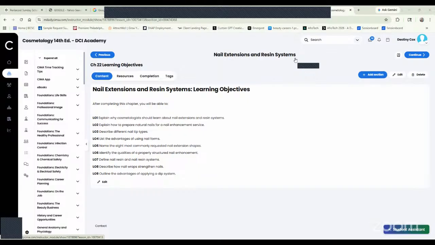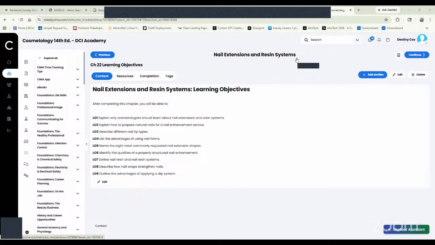Okay. So as we look at our nail extension, we're going to pick this back up on Monday. Let's look at our objectives though. We got 9 objectives. Explain what cosmetologists should learn about nail extensions and resin systems. Explain how to prepare natural nails for a nail enhancement service. Describe different nail tip types. List the advantages of using nail forms.